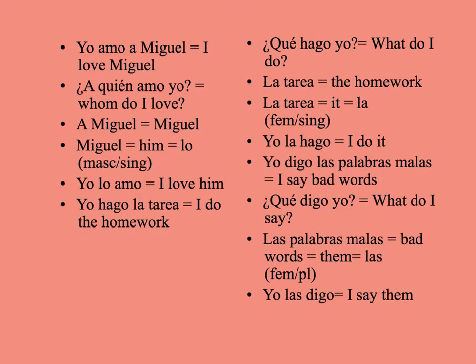A few more examples. Amo a Miguel. Whom do I love? I love Miguel. I love him. Lo amo. I do the homework, hago la tarea. What do I do? The homework, that's my direct object. I replace it with la, right? And then when I rewrite my sentence, la hago. I do it. La goes in front of hago.